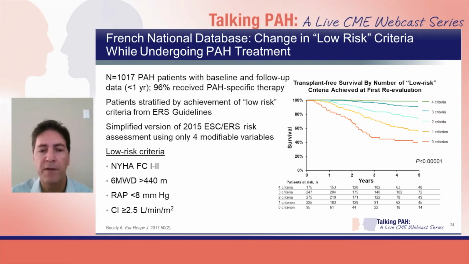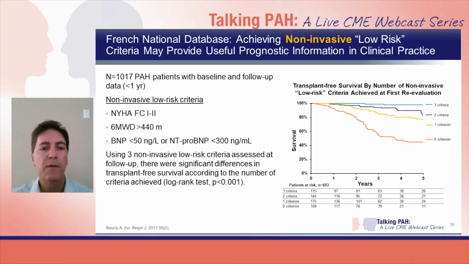So really predictive here. Now, what about the patients who don't have the hemodynamics at every visit, because we don't do a right heart cath at every visit? Functional class and 6-minute walk were left in, but the hemodynamics were substituted by BNP. And if you look at the same sort of display here, 5-year survival, if you have 3 out of 3 low risk criteria, is very high, and it's close to 40 if you have none.